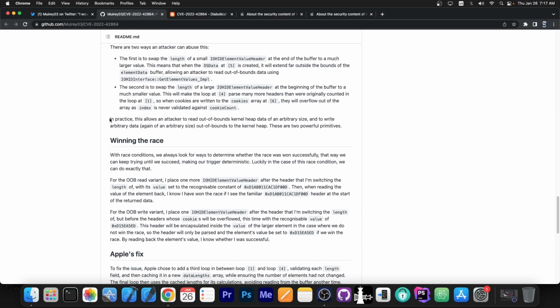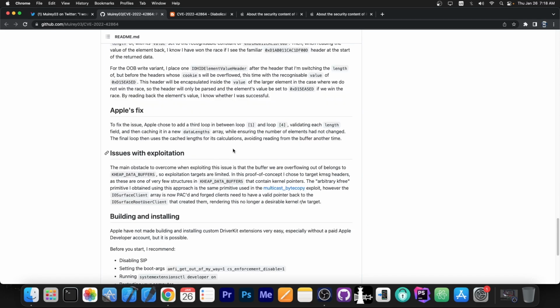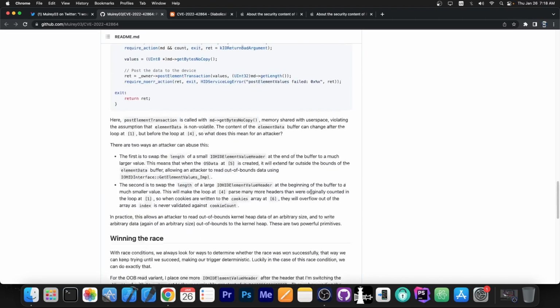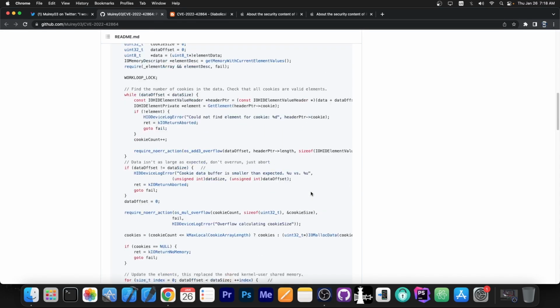As they say here, quote, "In practice, this allows an attacker to read out-of-bounds kernel heap data of arbitrary size and write arbitrary data, again of arbitrary size, out-of-bounds to the kernel heap. These are two powerful primitives." So the biggest problem here would be to find good targets for this. Unfortunately, the pathway from multicast_bytecopy was heavily mitigated against, so it wouldn't be useful for jailbreak purposes in that way. It's not a recreation of the multicast_bytecopy exploit.